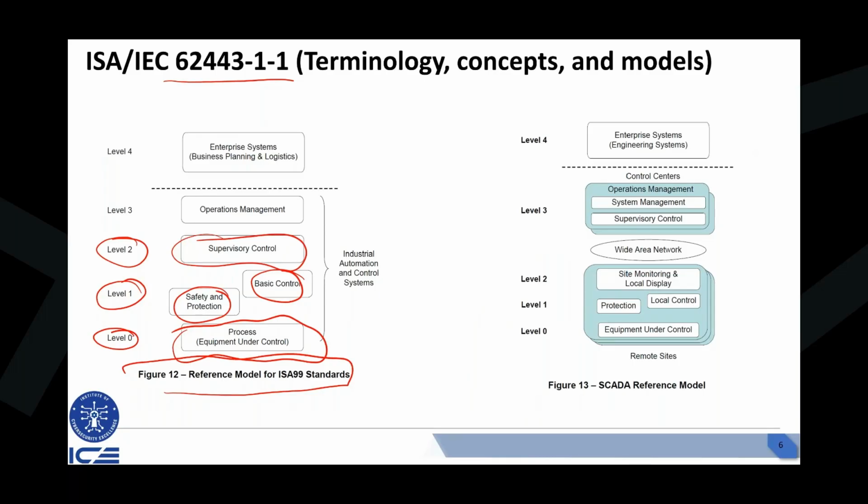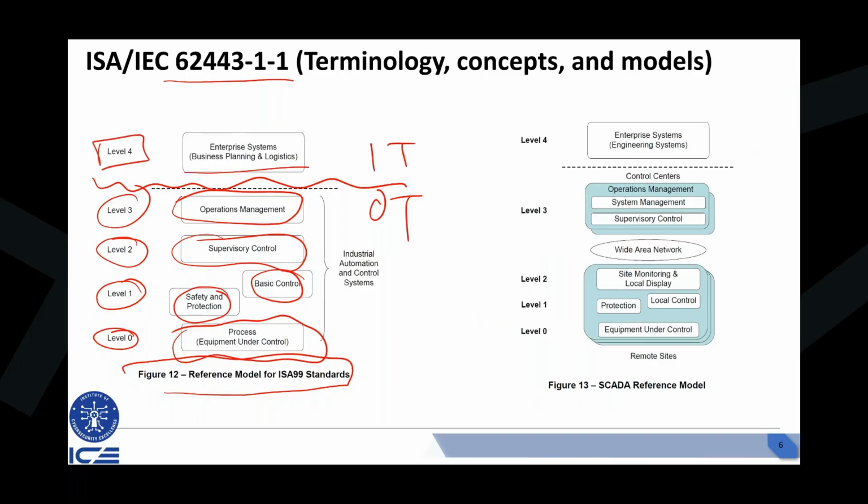Level 3 is where typically the operations management components reside. Sometimes, for example, the historian. It could be the application servers and maybe the Active Directory server, those kinds of things. And this is where ISA likes to draw the boundary between IT and OT. Level 4 is considered to be the IT side of the world, the business side of the world.